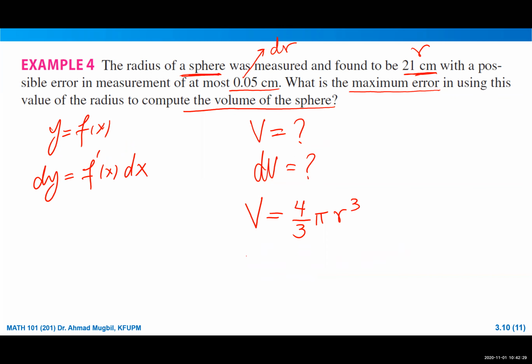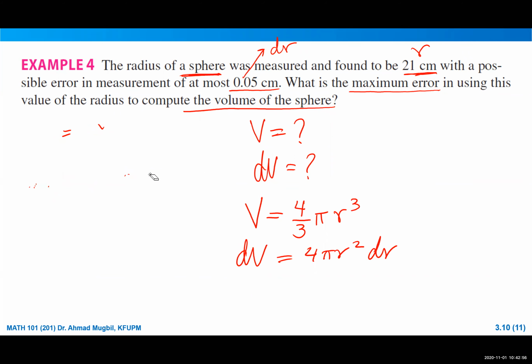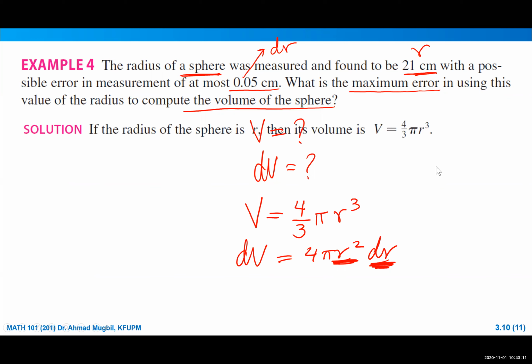It is better to think about it this way: dV equals the derivative, which is 4 pi r squared, times dr. It is the same, by the way. You just consider that dr was here and you multiplied both sides by dr. But you cannot do this with derivatives; we are just doing this with differentials. Be careful, because in differentials, dr and dx are independent variables. Now we have r, we have dr, we can find dV, and it is solved.